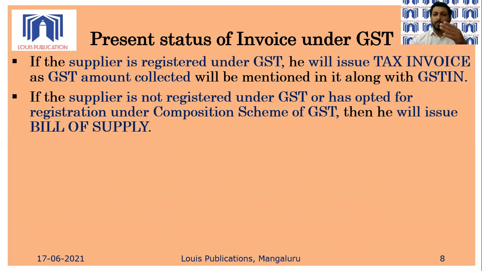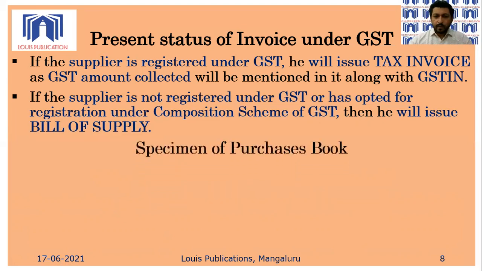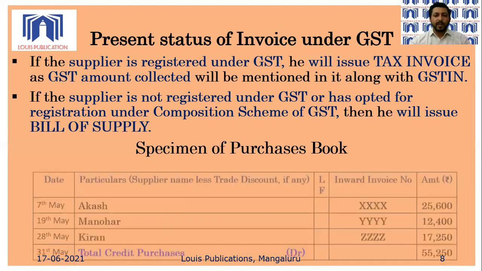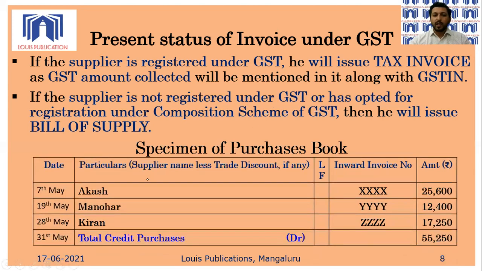So depending upon whether the supplier is registered, not registered, whether the business is registered, not registered, they will issue a tax invoice or the bill of supply accordingly. How does a purchases book look like? As I just mentioned, the purchases book is prepared with the help of an invoice. So there are no journal entries over here.